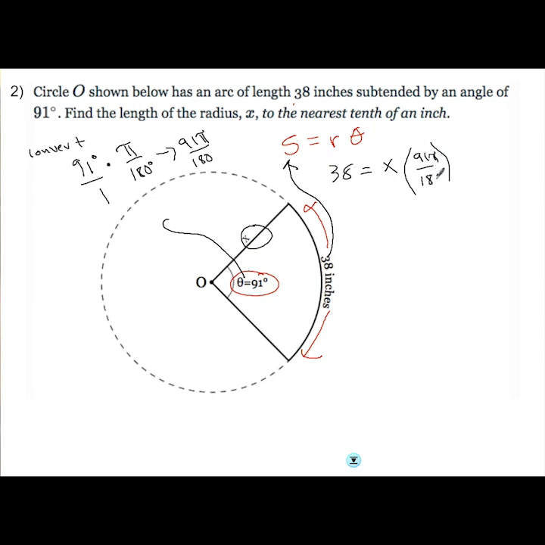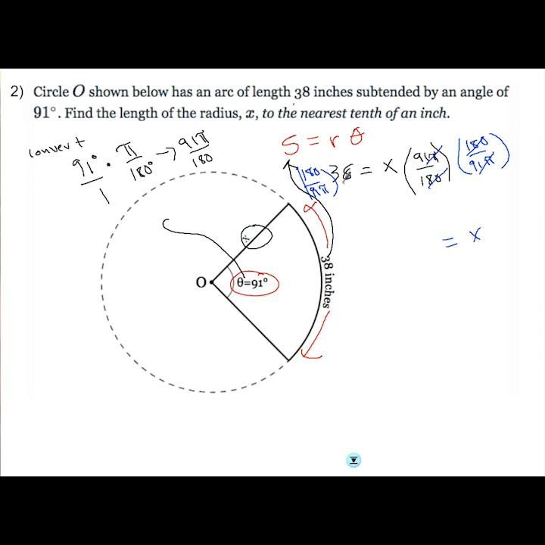I do not need to put it in a decimal at all. I just want to throw that in there. And now to solve this problem, this is why it's important to use the reciprocal. Because I could divide both sides by this value, 91 pi over 180, or I can multiply both sides by the reciprocal of it. So 180 over 91 pi. Because these are going to cancel everything on this side. So this side is what x is equal to.